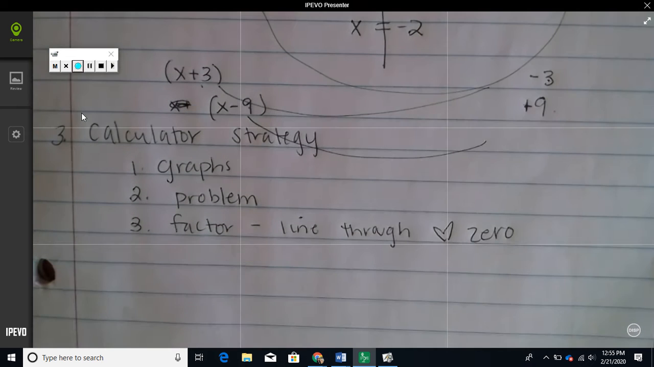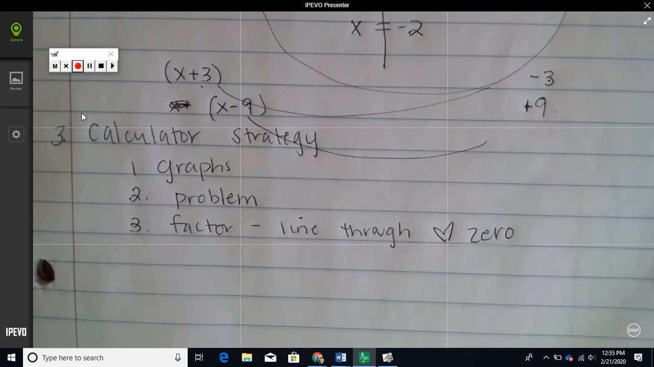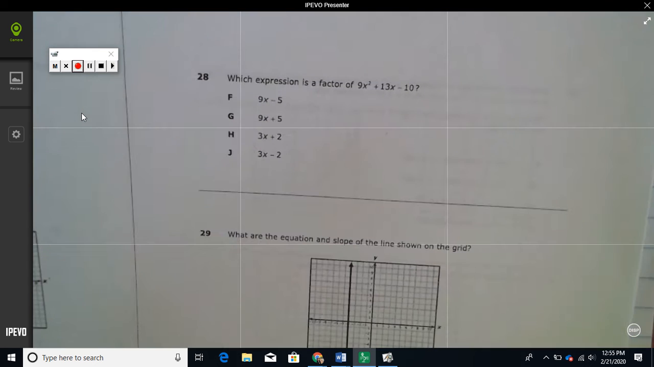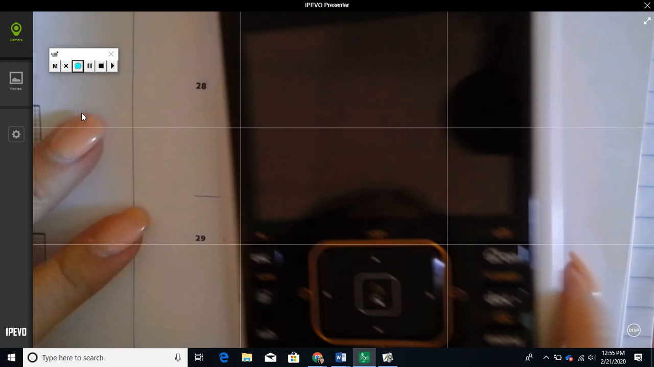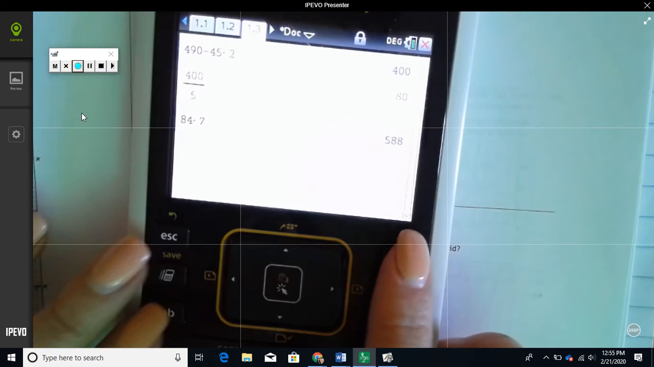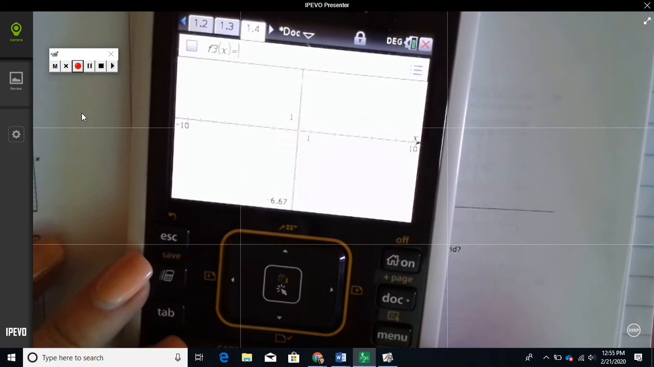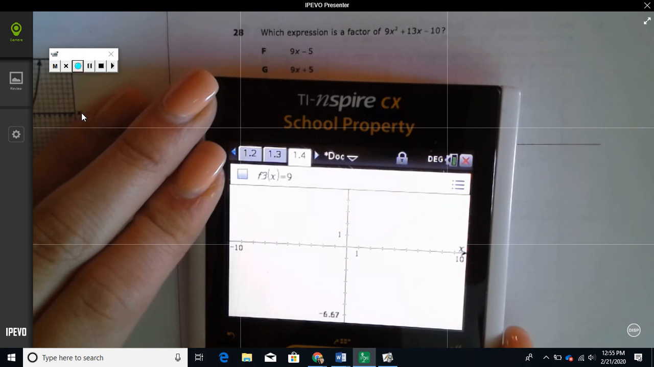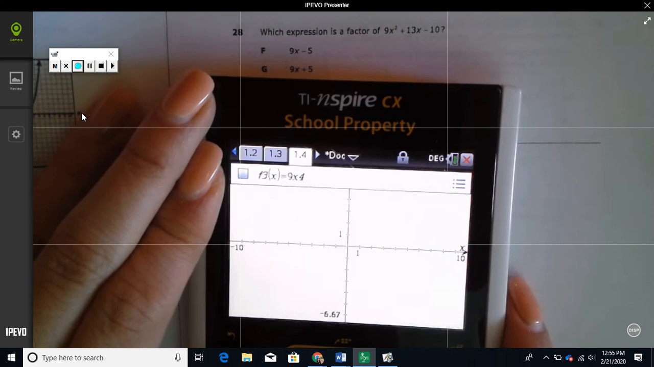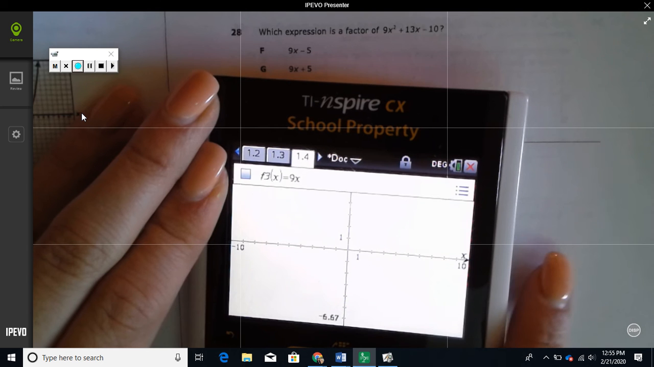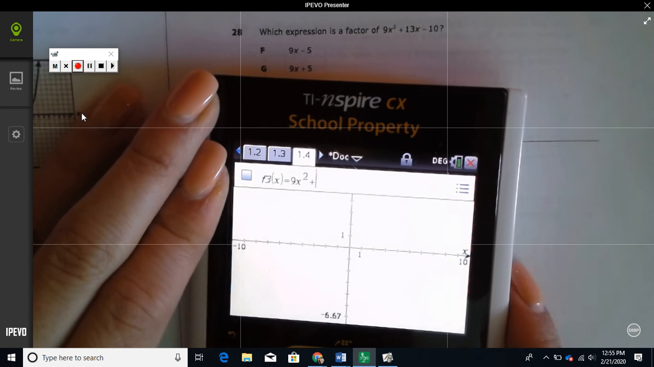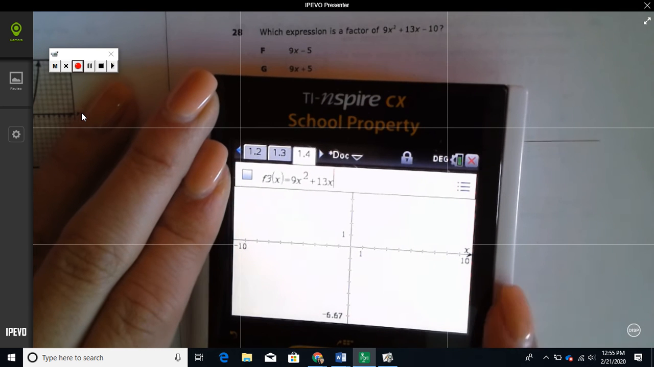So I'm going to show you in the calculator. Make sure you copy the steps. So here's the problem. I'm going to put it in my calculator, and I could do it the long way, but I'm going to show you how you can check your work on the calculator. So go to graphs, and from here I'm going to type in the one from the problem, which is 9x squared plus 13x minus 10.